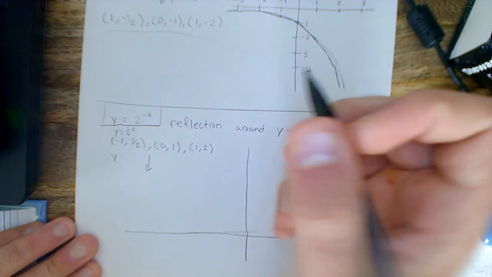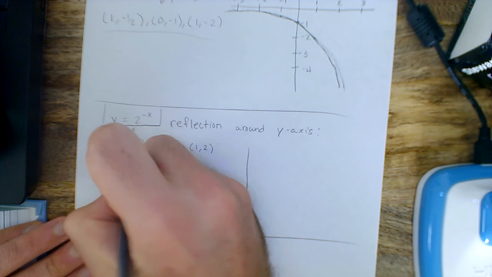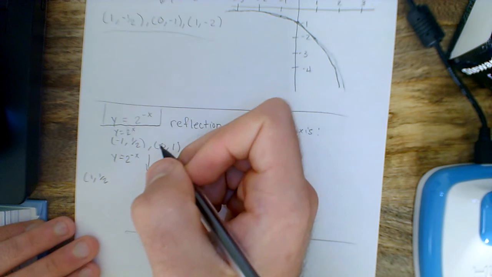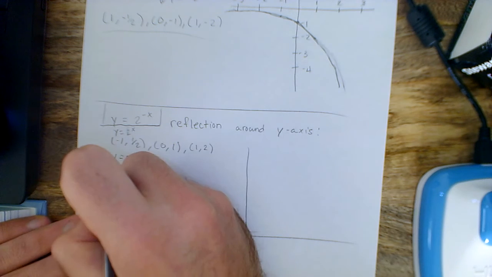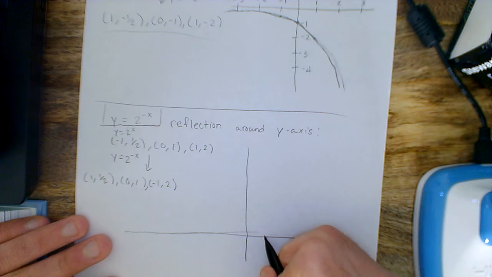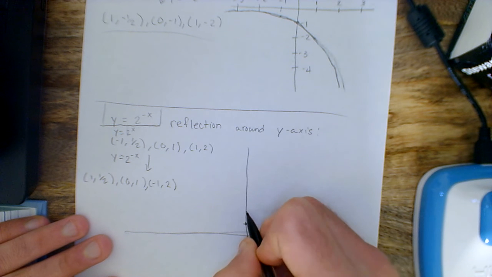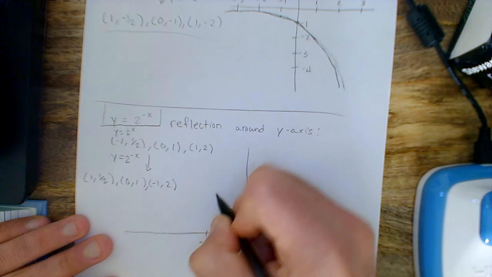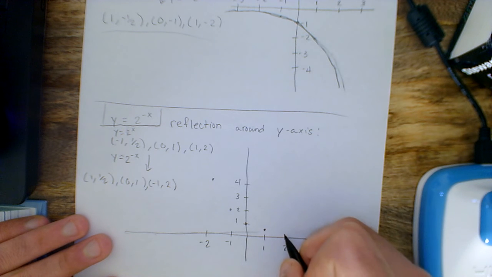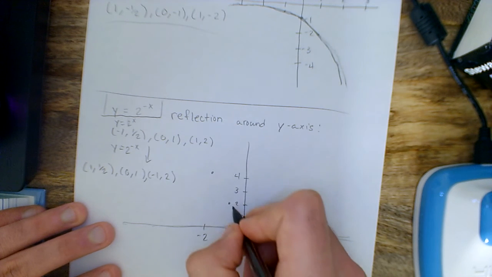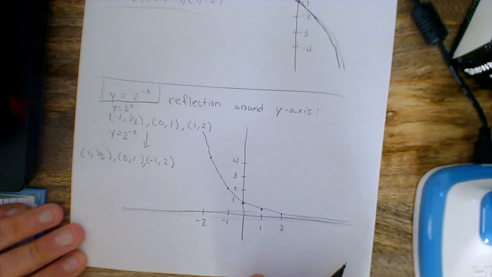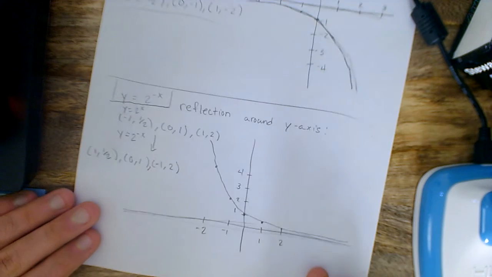So if I want to do y equals 2 to the negative x, then I'm going to make all of these negative x values positive. So it's 1, 1/2, 0, comma 1, and negative 1, comma 2. Okay, so if I graph 1 here, it's going to go to 1/2 and 0, 1. 2, negative 2 would go to... So these, again, both of these still have the horizontal asymptote at y equals 0, because there's no vertical shift.